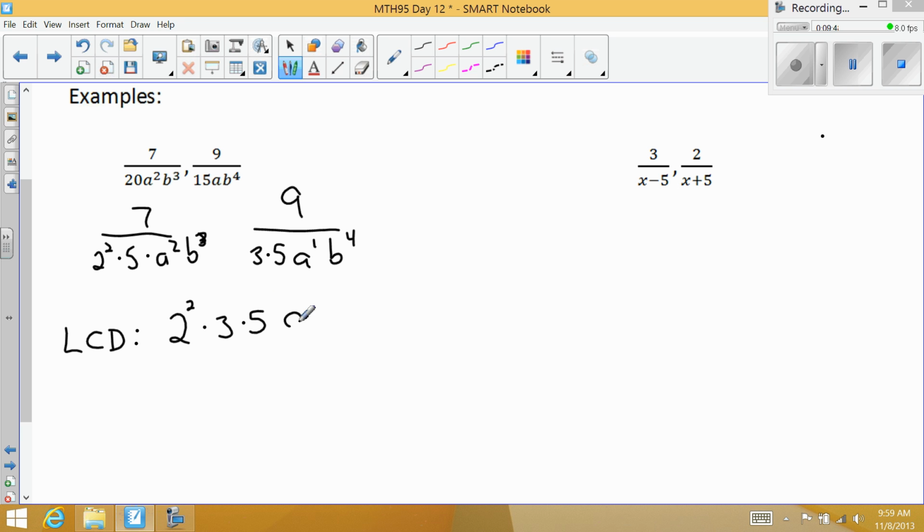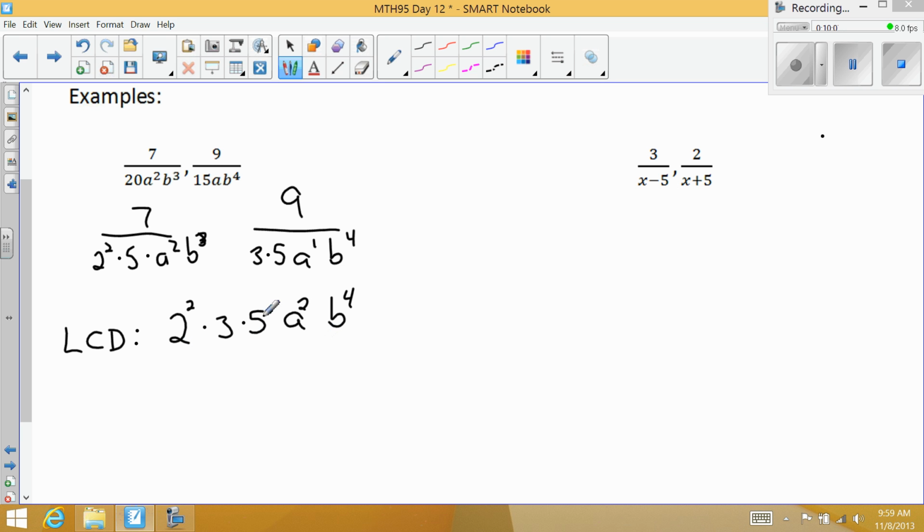And then I've got bases of a and b. I've got an a to the power of 2 here, a to the power of 1 here, so I need a to the power of 2, going with the biggest exponent. b cubed, b to the fourth. I need the b to the fourth. So this would be my least common denominator.